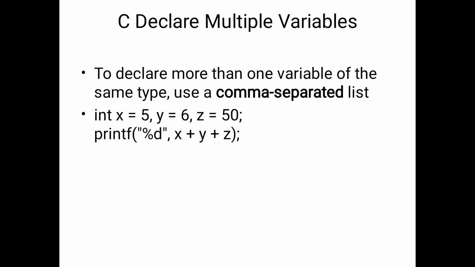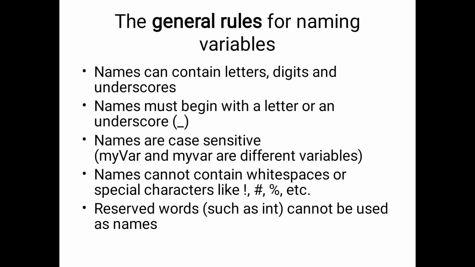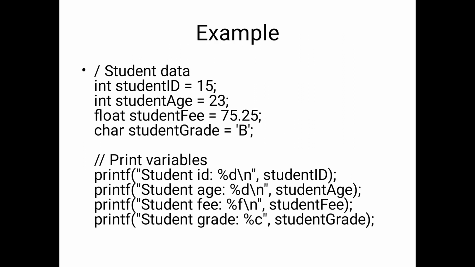C also allows multiple variables. This is the beauty of the concept. So, the general rules for naming a variable. How are we going to name a variable? This is very important. It can contain letters, digits, and underscores, and the name must begin with a letter or an underscore, because names are case sensitive. We can access different variables. Reserved words cannot be used as names. For example, student data, you can take student ID, age, fees, and grade. How are we going to print the variables? In the same way, percentage d, percentage f, and percentage c.